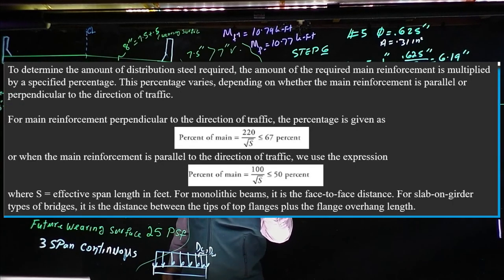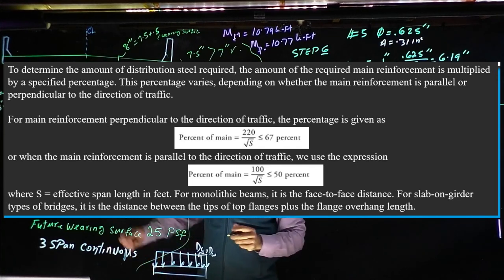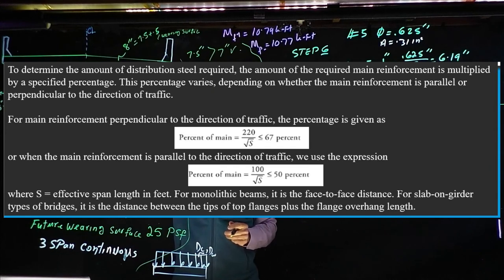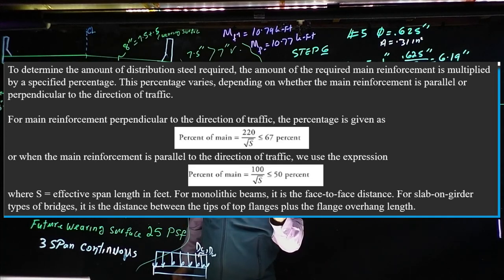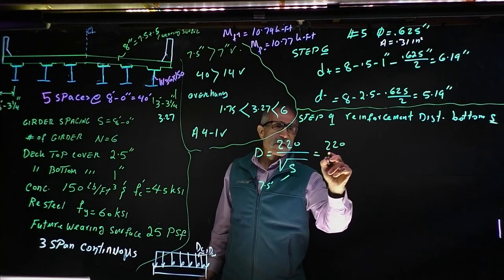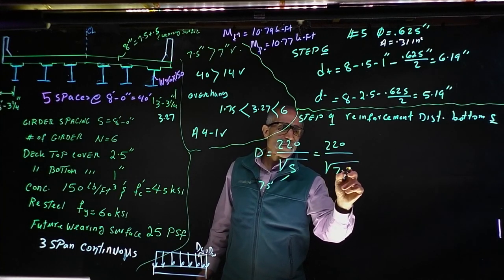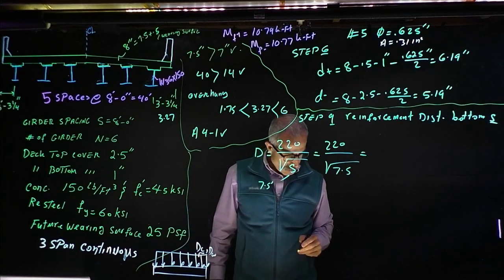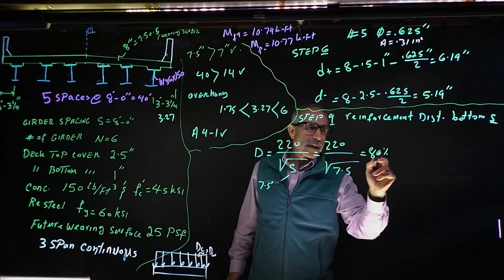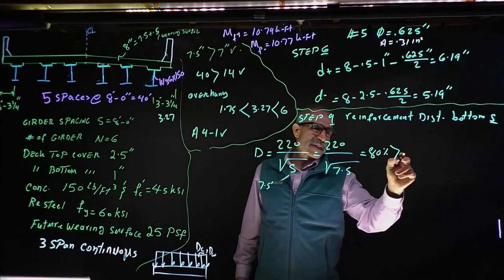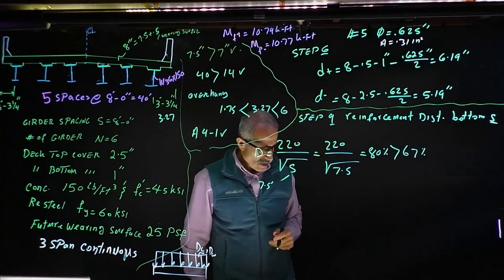Now the formula is going to be, as you see on the board, the distribution is 220 divided by square root of S. And our S is the effective width of the spacing. If you take out the 3 inch from each side, that becomes 8 minus 3 and minus 3 inch, that becomes 7.5. So S is equal to 7.5 feet. And therefore, we're going to have 220 divided by square root of 7.5. And that comes out to close to 80%. And the goal is it has to be, which is more than 67% really is, it's too much.